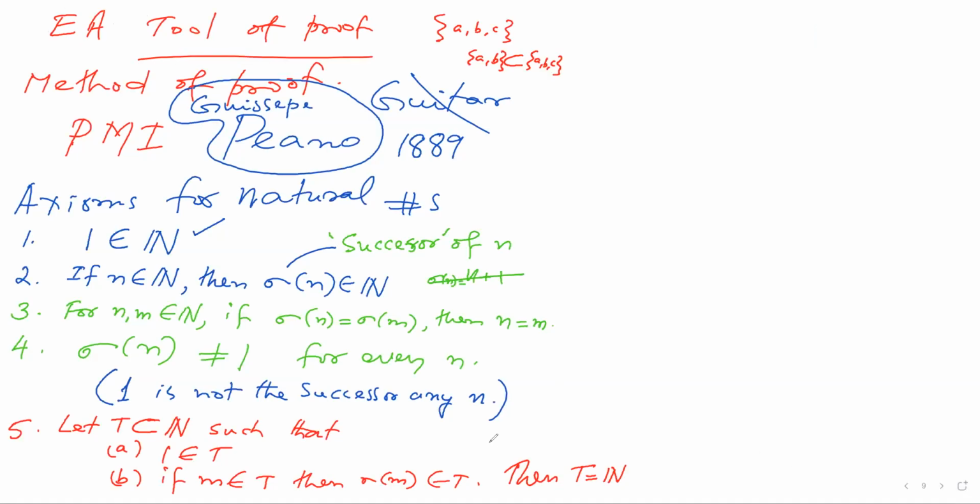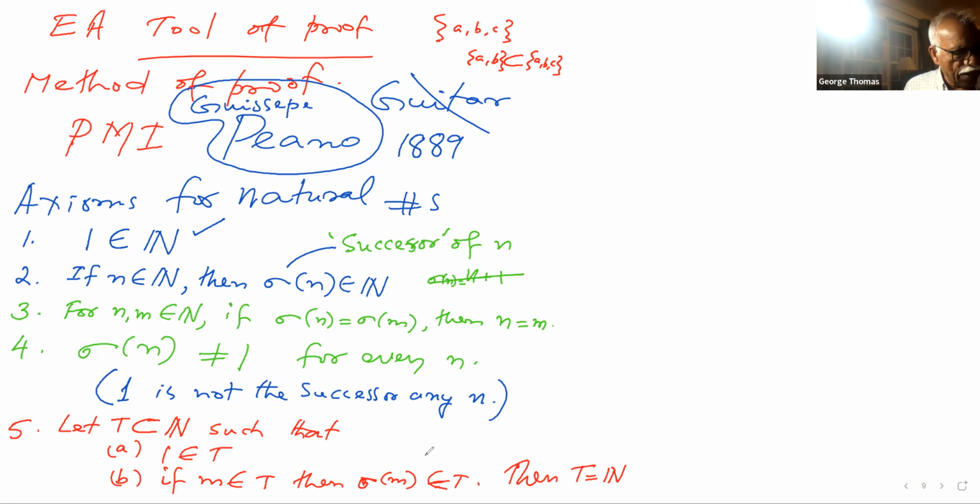Wait, sir, can you go back 1 second? You need to go back to see the previous slide? Or I will send you the notes. Yes, sir. What is that in the fifth one? Oh, 1 is contained in T. If M is contained in T, then sigma M is contained in T. The successor of M is contained in T.